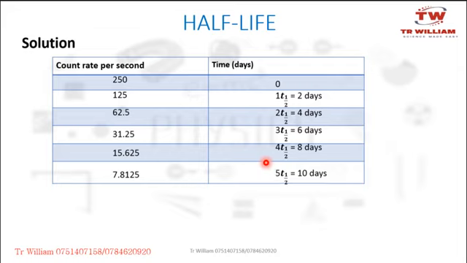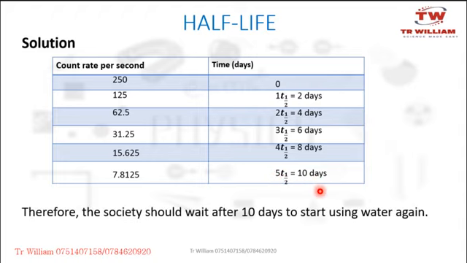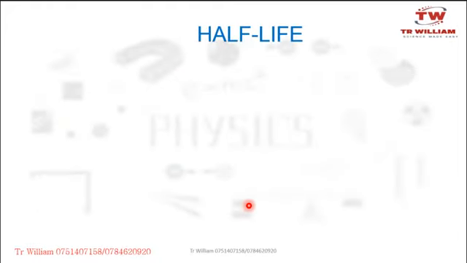Let's not forget, they told us that this water will be safe when the count rate is below 8. That's what they told us. Now we see that here the count rate is 7.8, which is less than 8. We get this count rate after a total time of 5 half-lives, which is equivalent to 10 days. So therefore, the society should wait 10 days to start using the water again. Okay, that's how you can use the half-life given to address a certain challenge or to approximate the time needed.